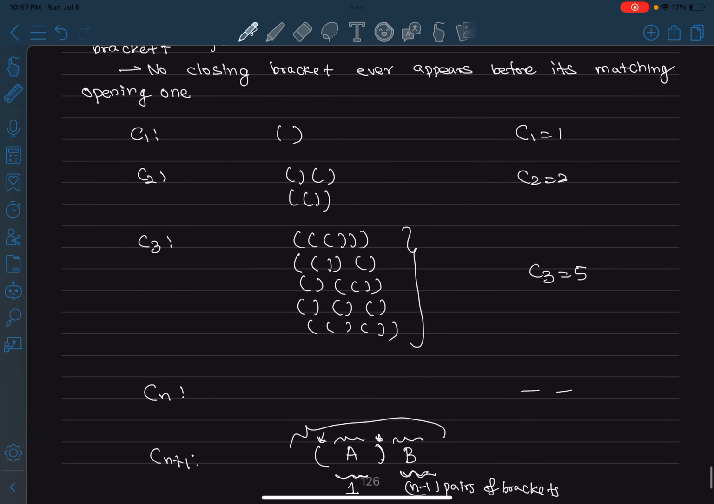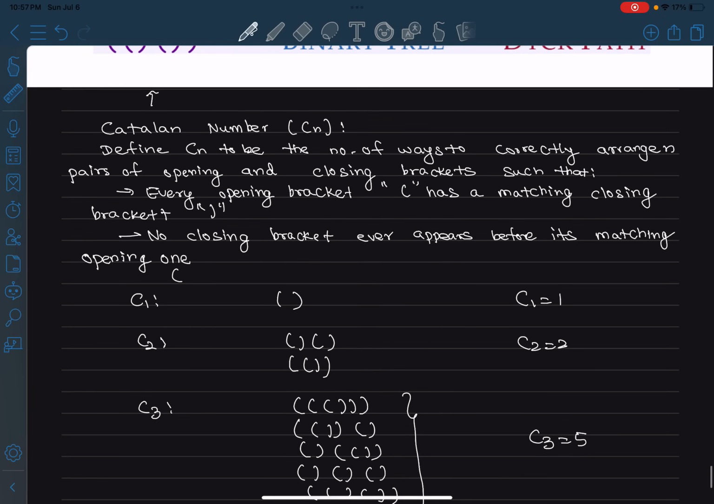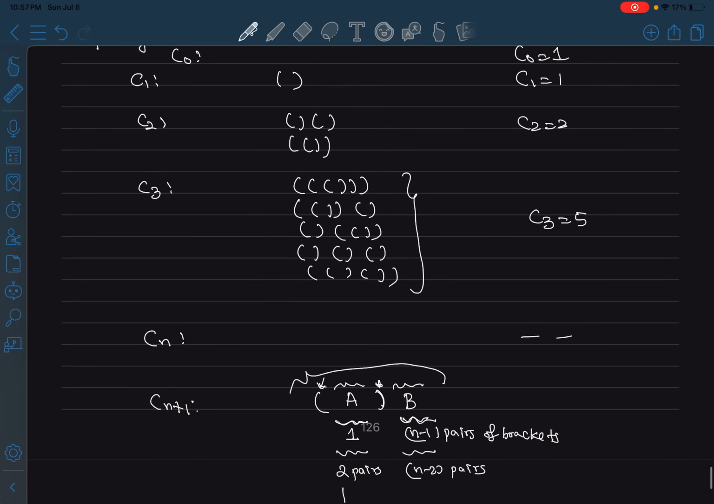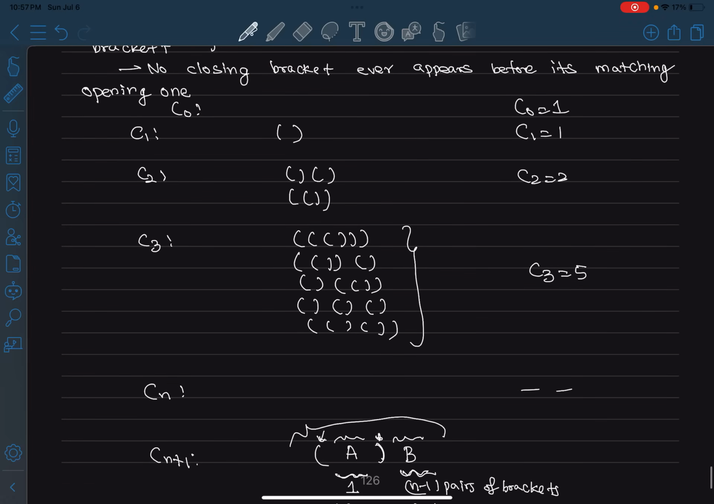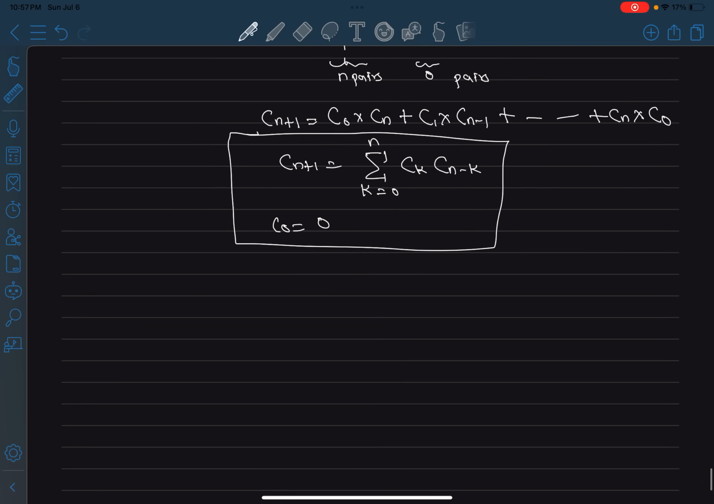Till now we found C1, C2, C3. You can also find C0. If you don't have any pair of brackets, there's one way to arrange it, the empty arrangement, so we just define it to be 1, right? And then based on these values you can find all the values. So C0 equals 1 is enough to define the Catalan numbers. This is also a definition using recurrence, because now you can find C1 using C0 times C0, which is just 1 into 1, which is 1.